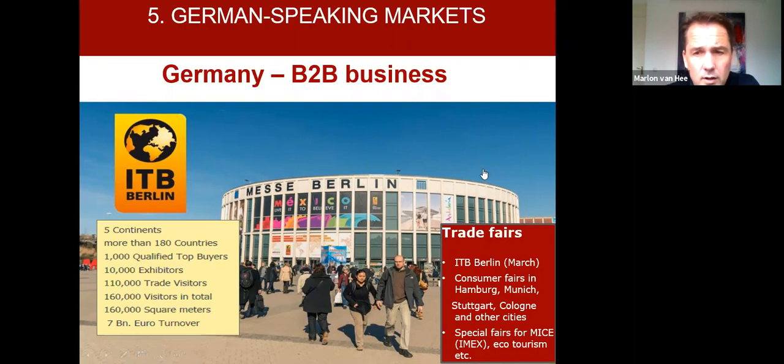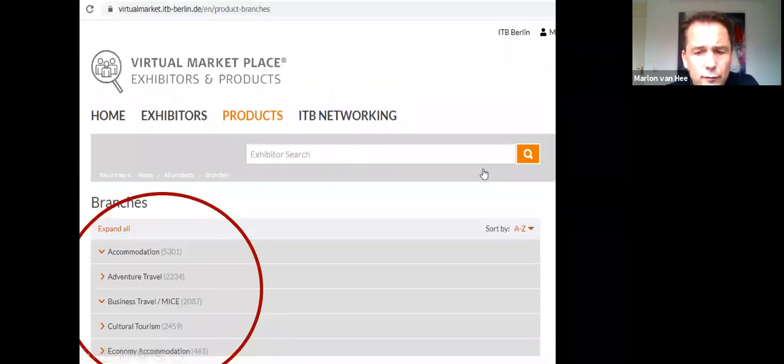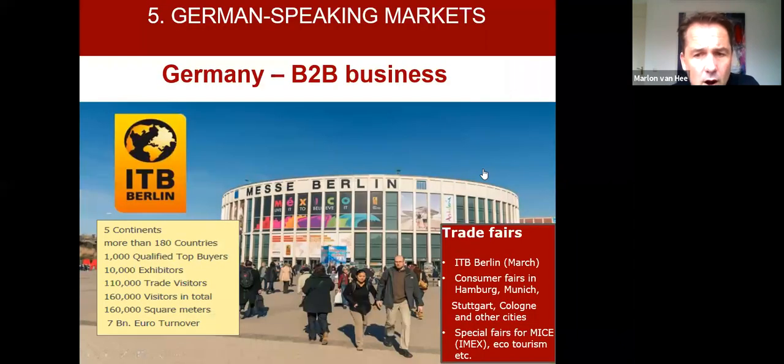There are more trade fairs in Germany, smaller ones, basically consumer fairs with tourism as the main theme. If you are into the MICE business, then there's an annual event in the city of Frankfurt, which is called IMEX. And IMEX is the European, let's say, trade show to get more business from European MICE agents.